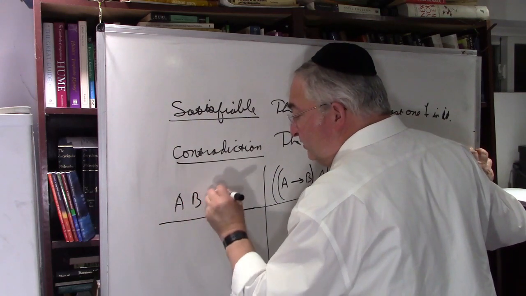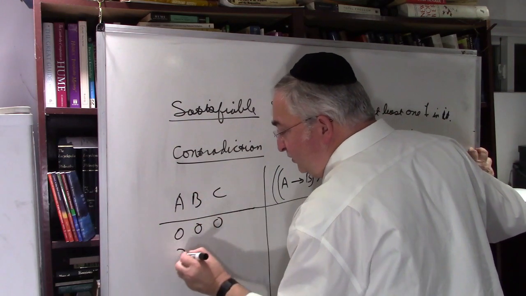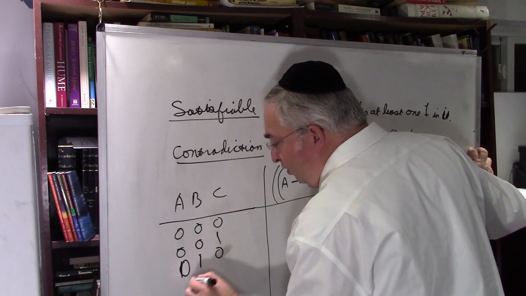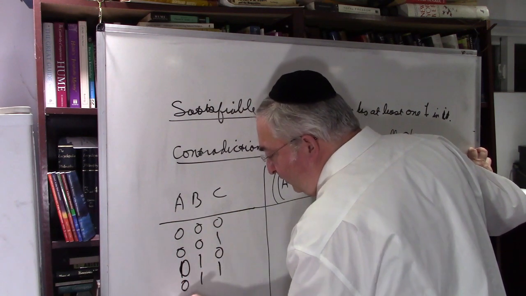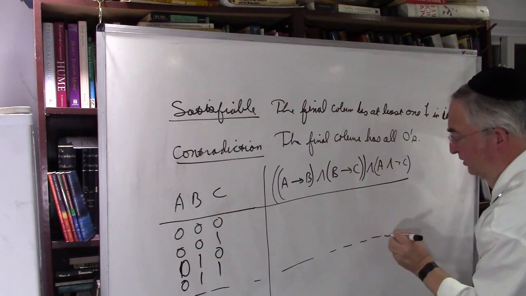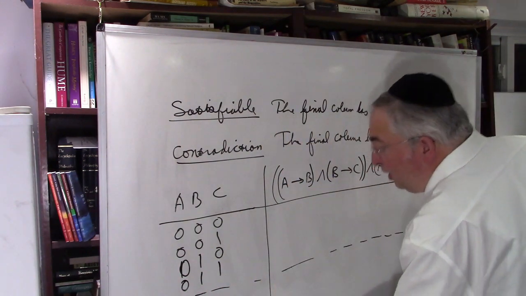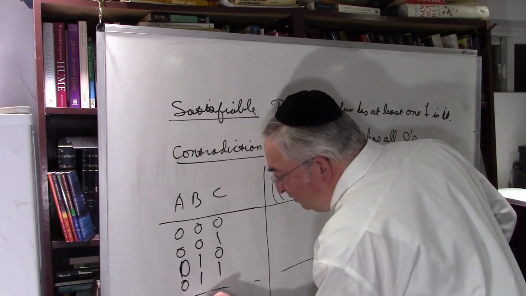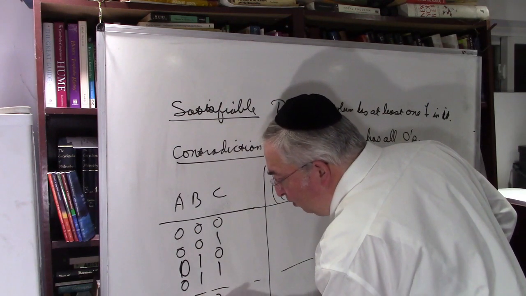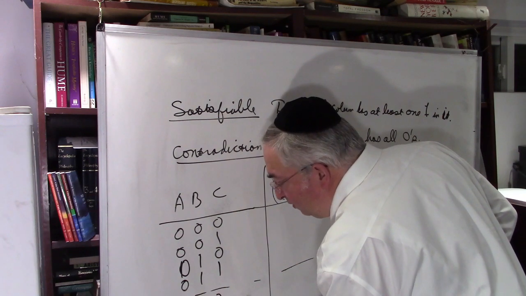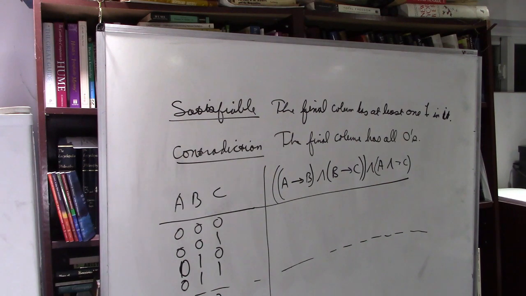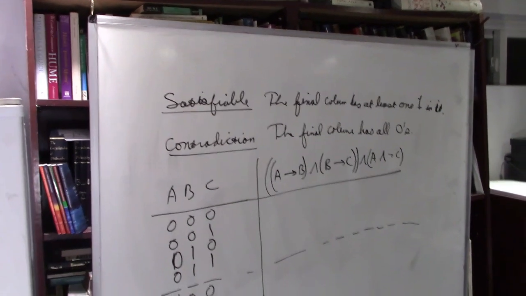A, B, C: 0, 0, 0, 0, 0, 1, 0, 1, 0, 0, 1, 1. Dotted lines. Again, why do we do the dotted lines? Because you have lines on your paper, you don't need it, but I do. 1, 0, 0, 1, 0, 1, 1, 1, 0, 1, 1, 1. Okay? And we're going to go through this.